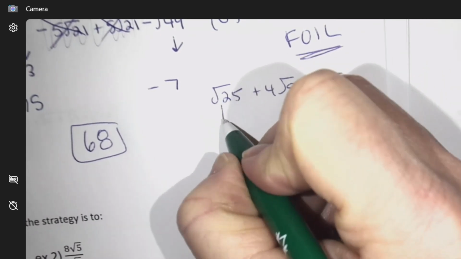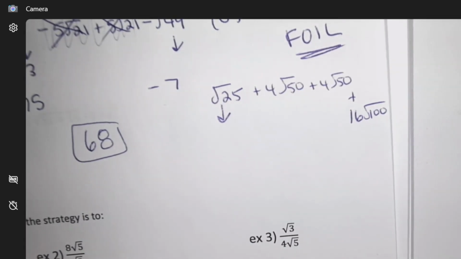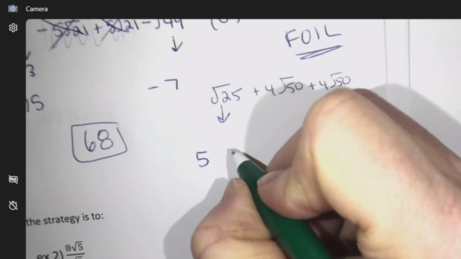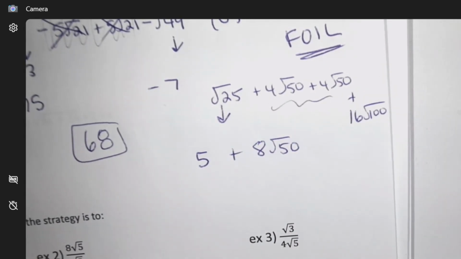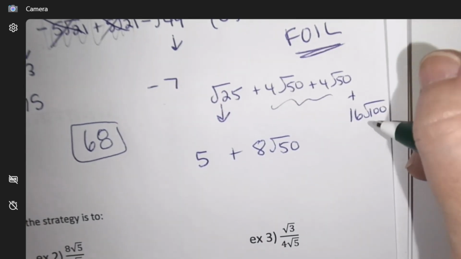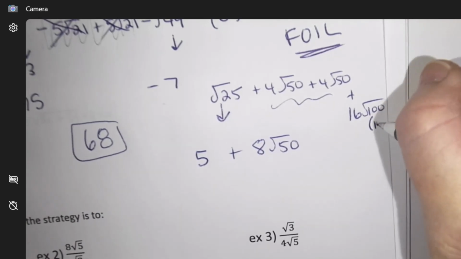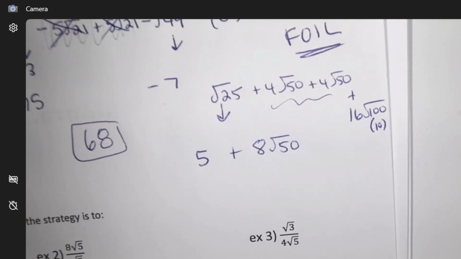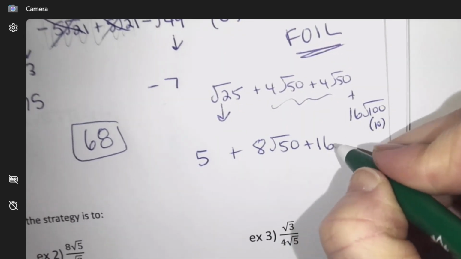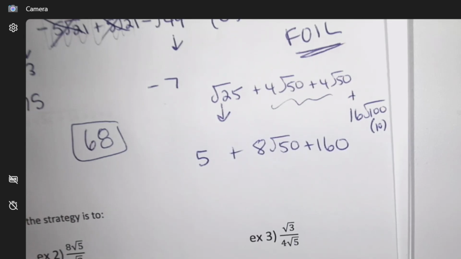Okay, so root 25 was the first thing, so I'm going to simplify that to be a 5. And I can put those together, double them, so 8 root 50. And I'm going to change the root 100 to be 10, so plus 160. Okay, I have 2 more things left to do now for this.